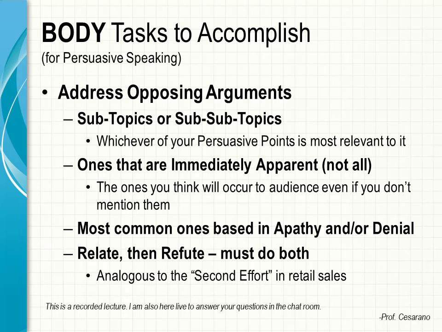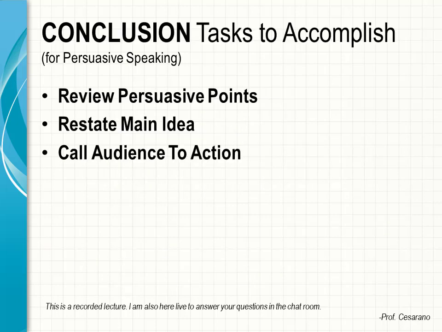This, however, is a judgment call, because you don't want to give undue attention to a minor opposing argument that might not otherwise occur to your audience. Keep in mind that opposing arguments are often based in apathy and/or denial. You may wonder, how should opposing arguments be incorporated into the three-point outline? If each of the topics in the body of your persuasive speech represent the persuasive points, opposing arguments should be addressed as subtopics or sub-subtopics underneath whichever persuasive point of yours that is most relevant to it.